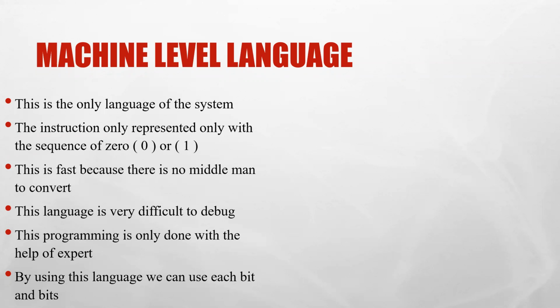The instructions are given in zeros and ones. As you all know, your machine only knows zeros and ones, called binary level coding. This binary coding is set as voltage: zero means low and one means high. This is the fastest because there is no middleman to convert.